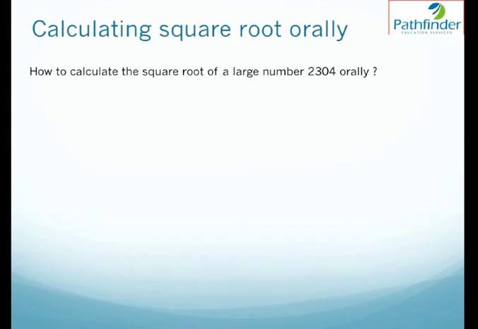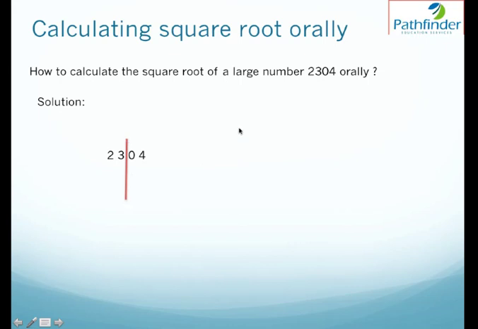So if you have a number like 2304, it's a perfect square and you want to calculate the square root of this number 2304 orally. Let us see how to calculate the square root. The first thing is, from the rightmost digit, count two digits, 4 and 0 in this case, and place an imaginary vertical line in the way shown.